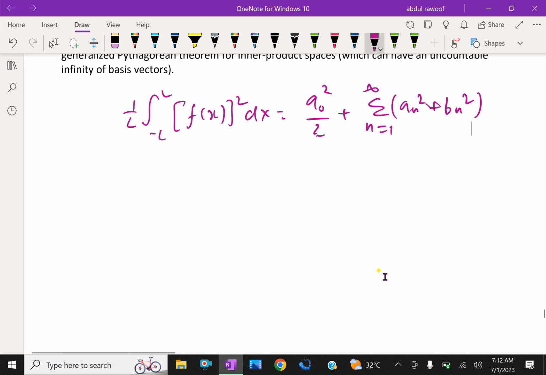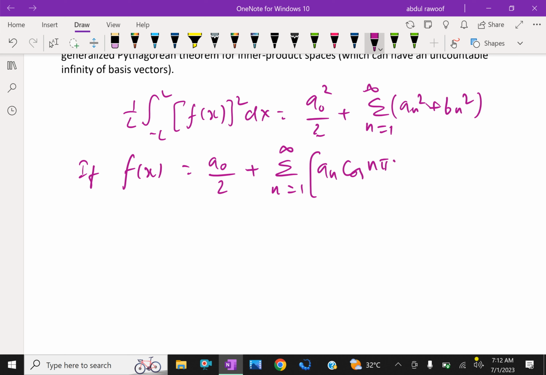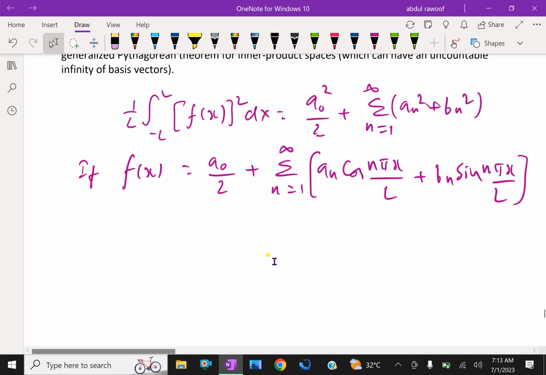If f of x equal a0 by 2, this is a general Fourier series, plus sigma n equal to 1 to infinity an cos n pi x by L plus bn sin n pi x by L. This is a Fourier expansion, Fourier series.